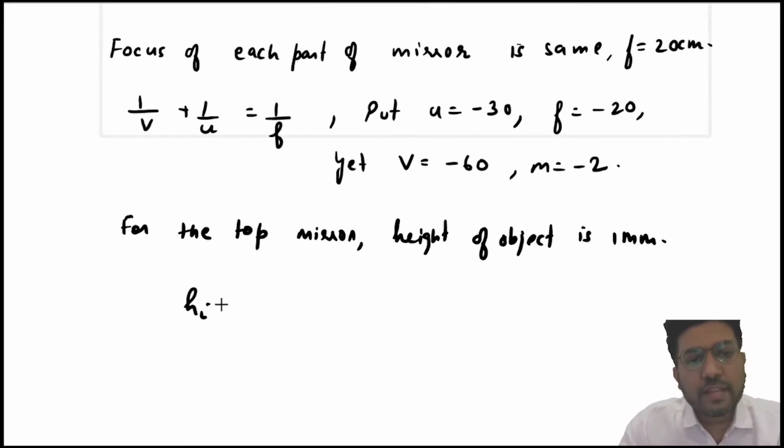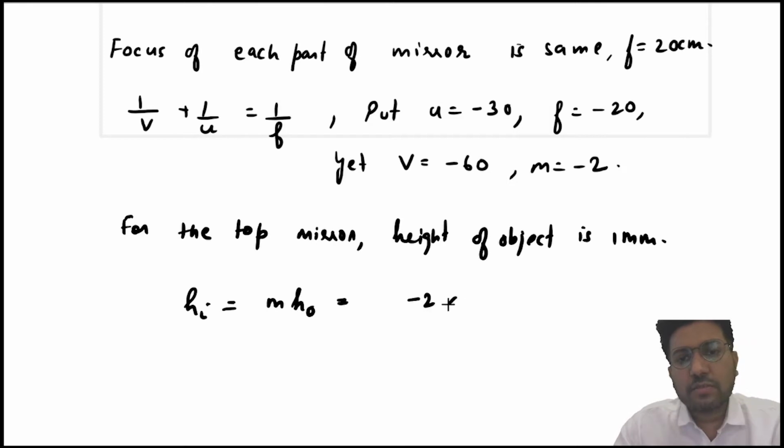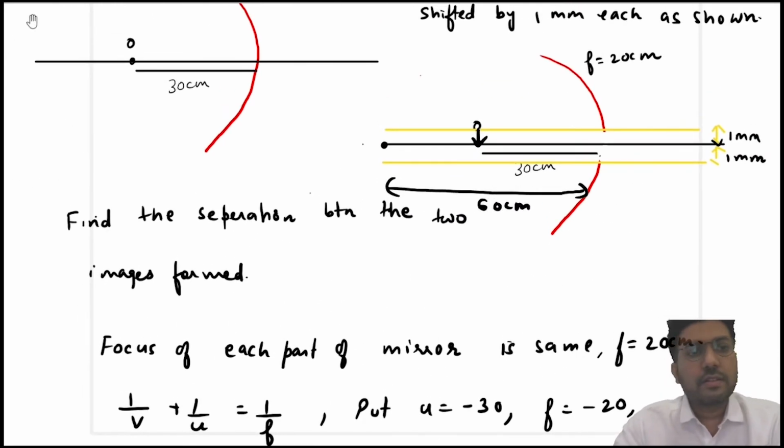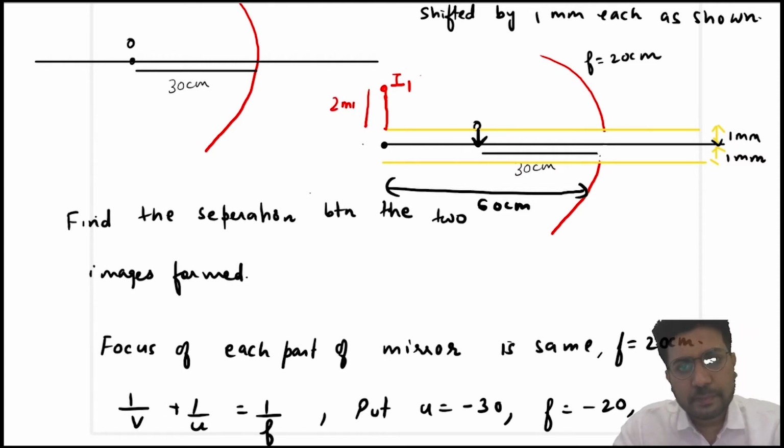So for the top mirror, the height of object is 1 millimeter. So the height of image will be how much? Height of image is equal to m times height of object. Right. So m is minus 2, height of object is 1 millimeter. So height of image is minus 2 millimeter. Minus means opposite or inverted, right? So that means if the object is like this, the image will be above the axis. So this is the axis, object is below the axis, image will be above the axis at a distance 60 centimeter. So this will be the first image from the top mirror, I1, and this distance is 2 millimeter.